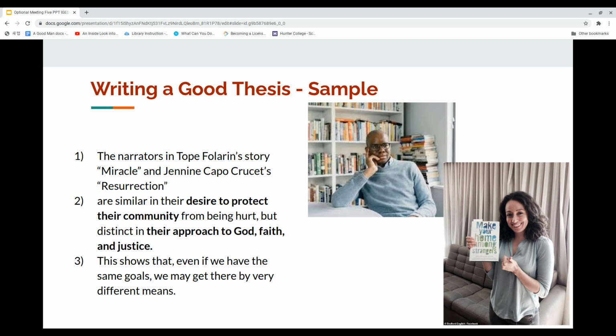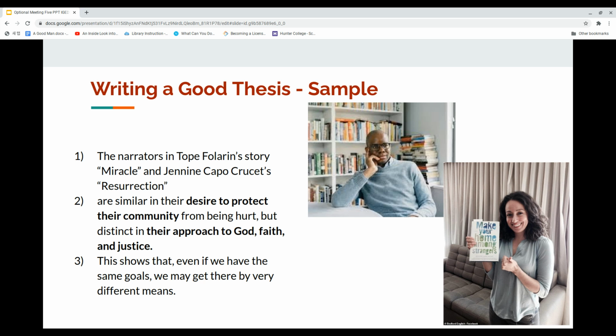So you're doing a character comparison of characters in at least two different stories. So here's an example. I want to compare the narrators in Tope Folarin's story Miracle and Janine Capel-Cruset's story Resurrection. So the first thing I need is a clear statement of that main idea. And in this case, it just needs to be what I'm comparing. The narrators in Tope Folarin's story Miracle and Janine Capel-Cruset's story Resurrection.